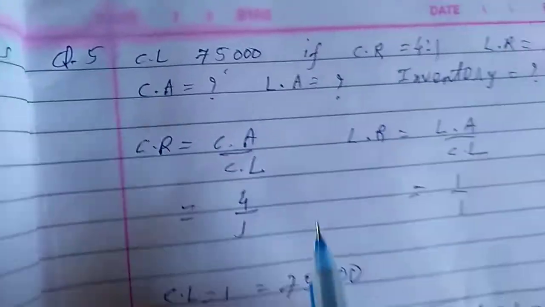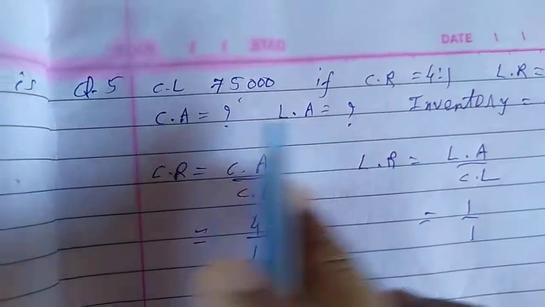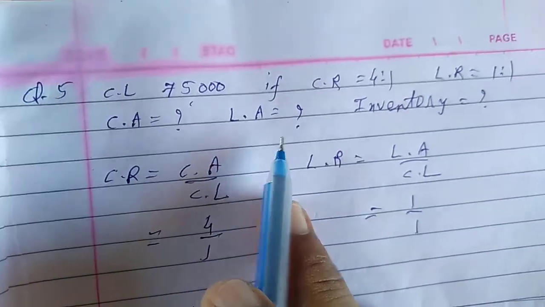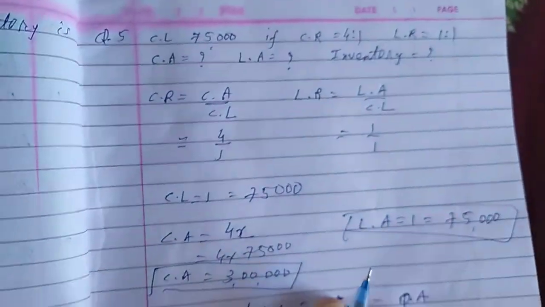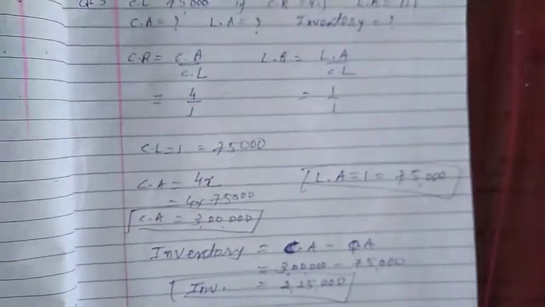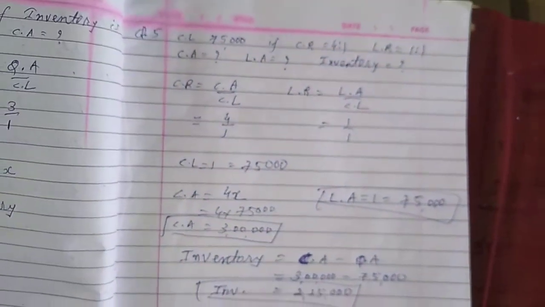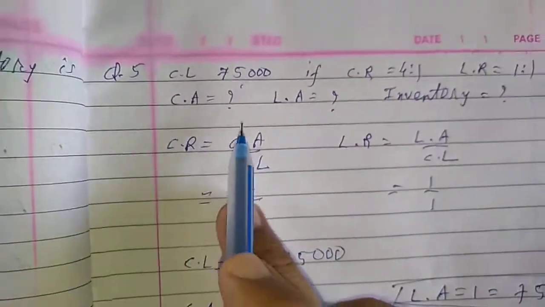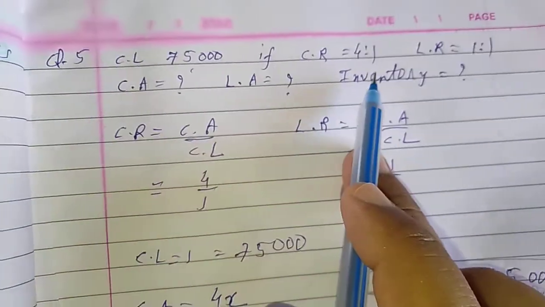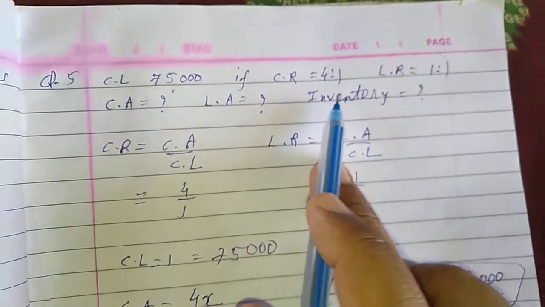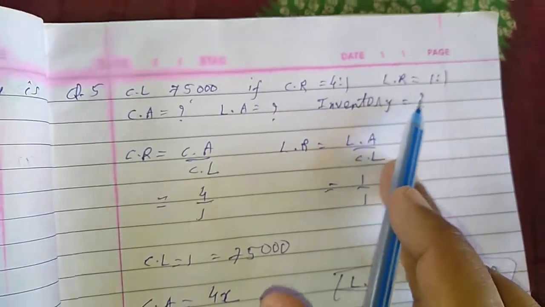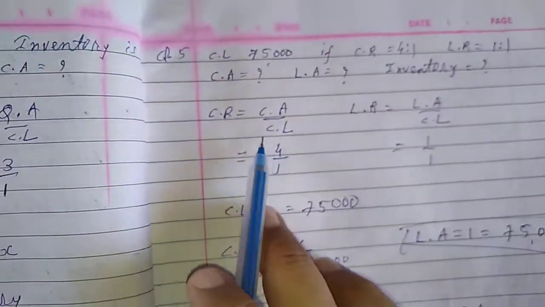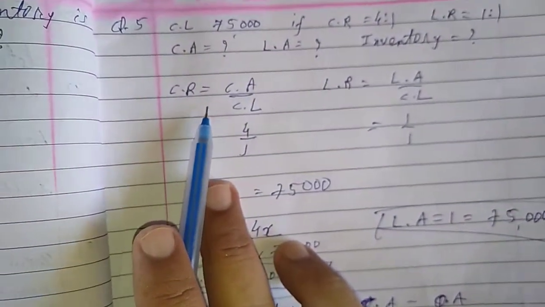So how do we calculate current asset, liquid asset and inventory from current liability, current ratio and liquid ratio? It's an easy way. First of all, you have to remember the formula, then you can easily find the answer. Once again, current liability is 75,000. If current ratio is 4 is to 1 and liquid ratio is 1 is to 1, then find current asset, liquid asset and inventory.